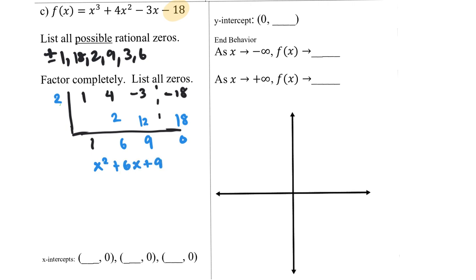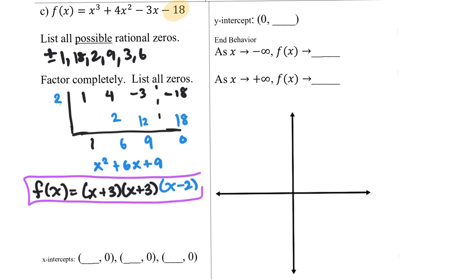What is the name of this? This is f of x. Okay, so if I do x squared plus 6x plus 9, what is that? 3 times 3? Okay, and then I can't forget my original 0 was positive 2, so the third factor is x minus 2. Okay, so this is my fully factored answer.